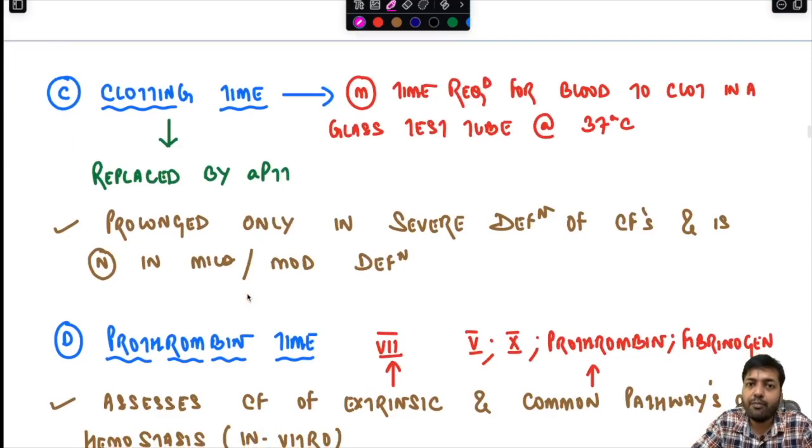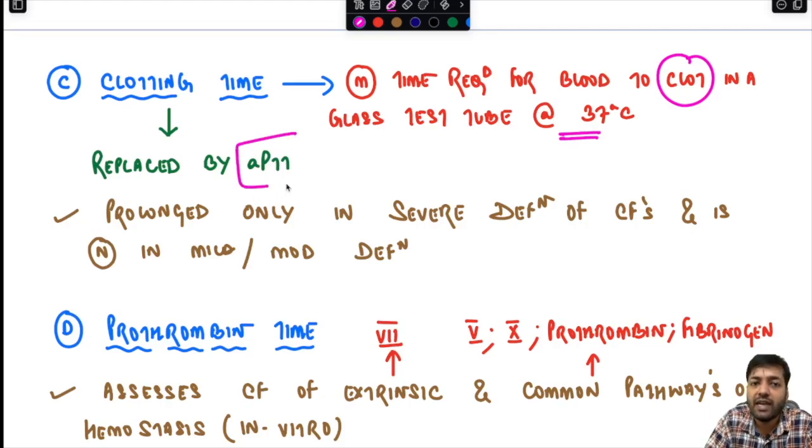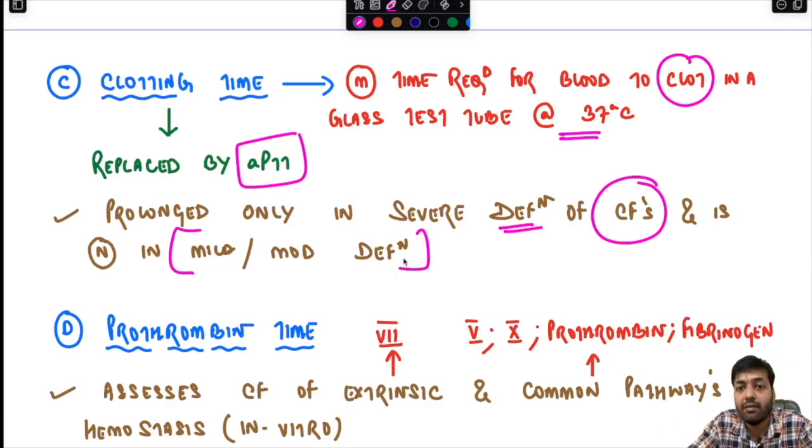Then the third important test is your clotting time. Now clotting time basically measures the time which is required for the blood to clot in a glass test tube at 37 degrees centigrade. Now clotting time, again, is no longer done. It is replaced by APTT. Now clotting time is prolonged only in severe deficiency of clotting factors and is normal in mild or moderate deficiency of clotting factors. Remember, one drawback of clotting time is it is prolonged only in severe deficiency of clotting factors and it is normal in mild or moderate deficiencies.